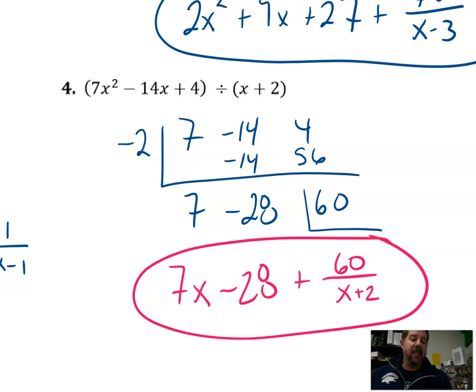Alright, boys and girls, that is synthetic division. Again, ask your teachers if you've got questions. Otherwise, get after the homework and have a great day.